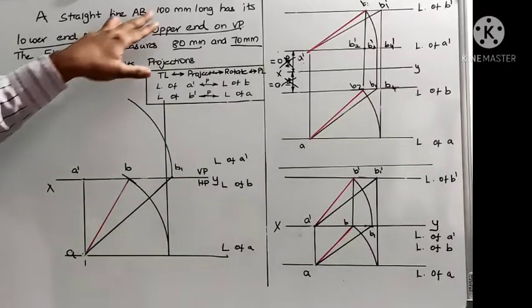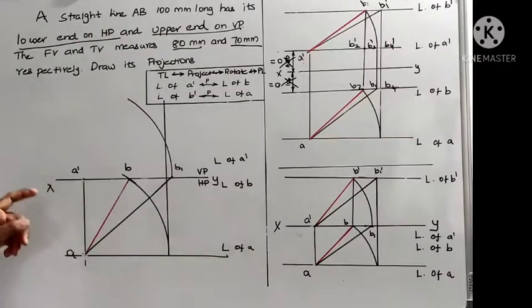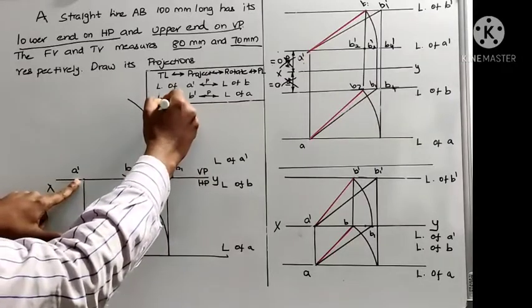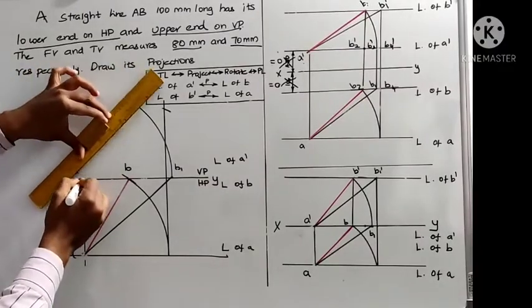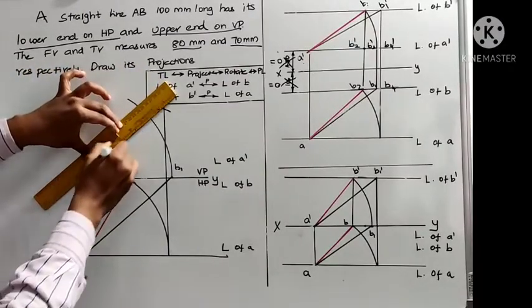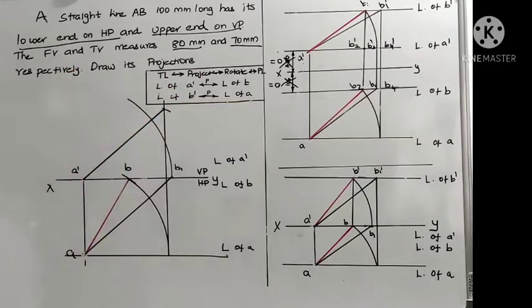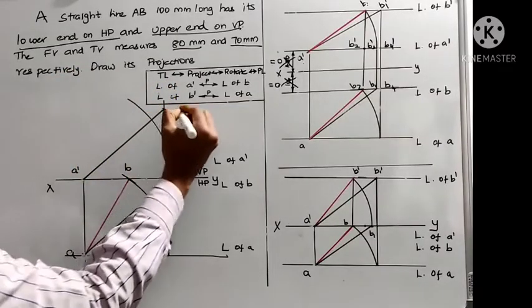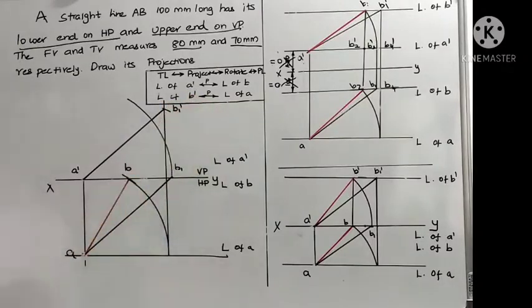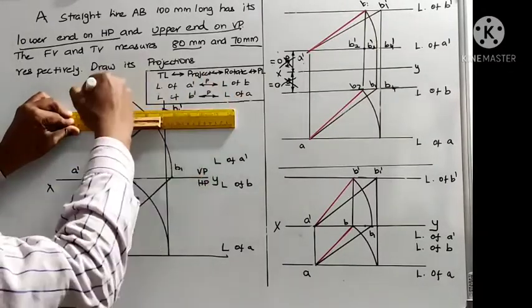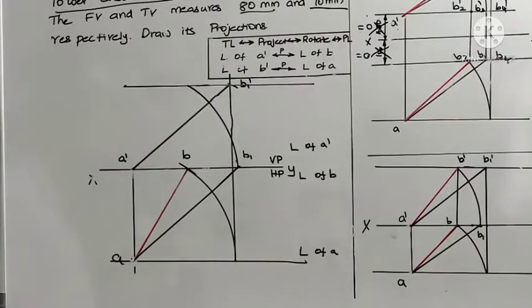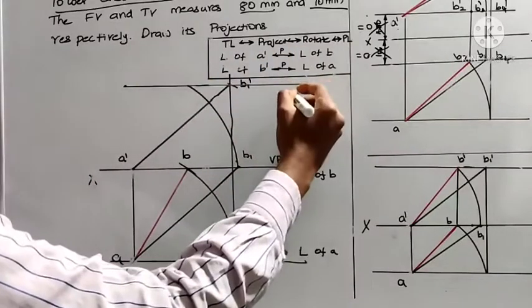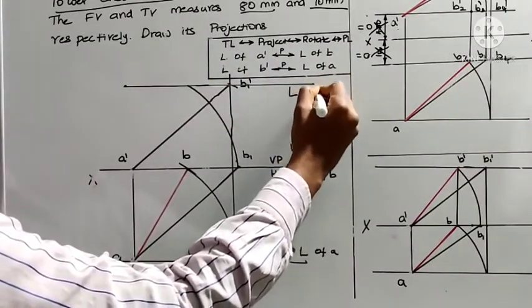So what I can do is take a compass, measure 100 mm, keeping A dash as the center, make an arc, something like this. So if you do that, you will get the true length in the front view. So once you get the true length in the front view, which is nothing but B1 dash, you can make a horizontal line to get the locus. So I made the locus. So this is nothing but the locus of B dash.